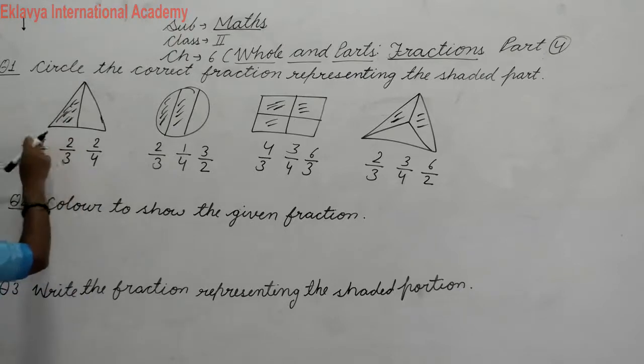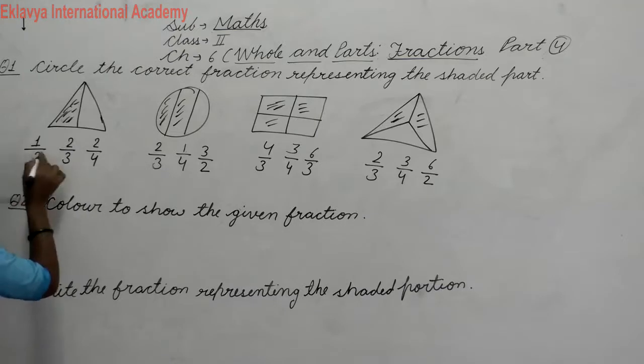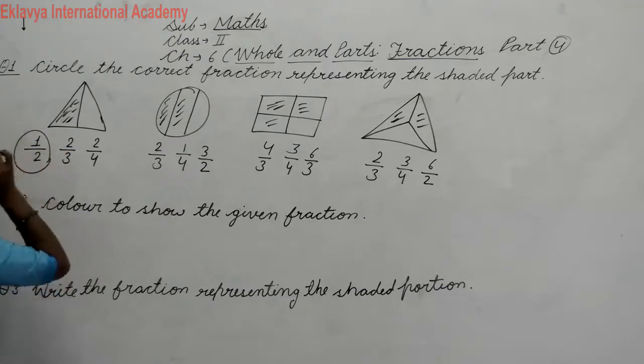Color part is 1, 1 is here, and total part is 2, 2 is here. So which one is right? This is right. So we will circle that fraction.